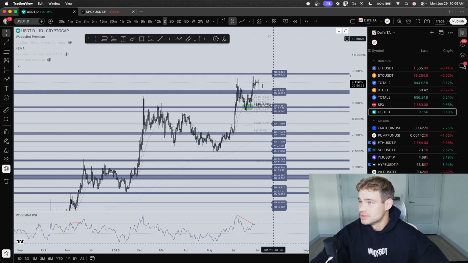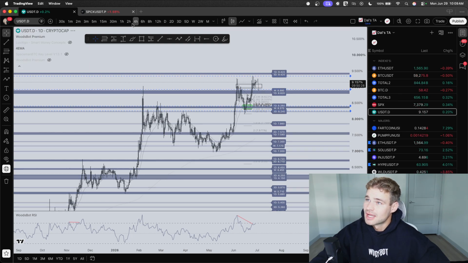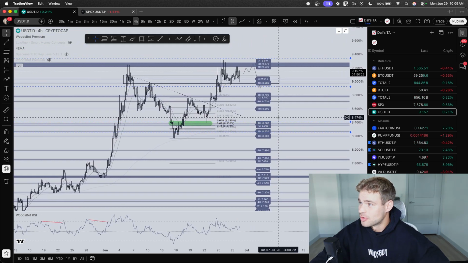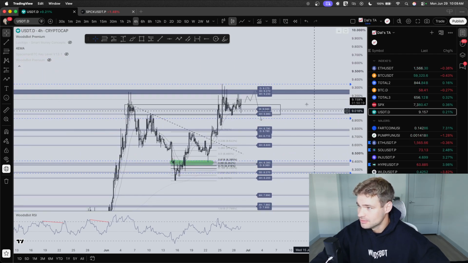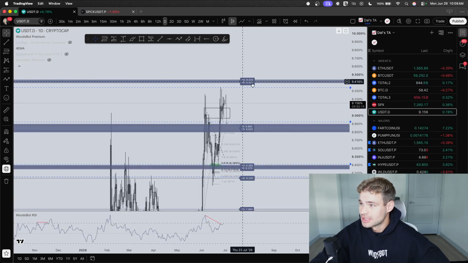So what I'm doing is going on those higher time frames and setting alerts around those indicator levels, support and resistance on USDT.D. Once those alerts hit, I look at the divergences and the RSI to form an opinion on whether we are going to go up or down. But as of right now, looking at the 4-hour and the daily, I think we could probably pump back up to 9.42%.